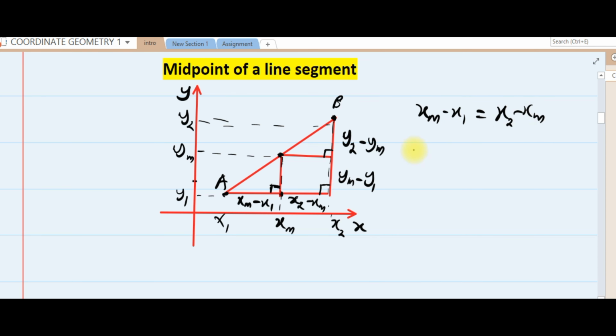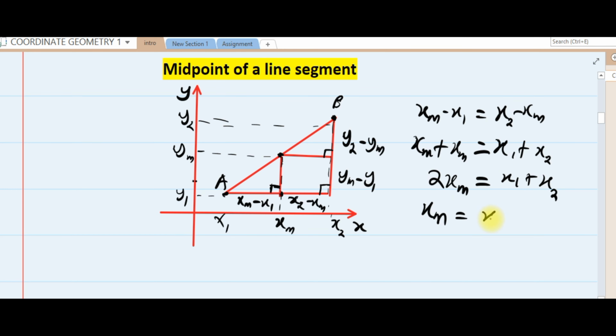That's the condition for the point to be in the middle of any line segment. The distance here must be equal to the distance here. So let's find xm, making xm the subject of the formula. Here we have xm plus xm, and here is x1 plus x2. So xm plus xm is 2xm, and here is x1 plus x2. Therefore xm is x1 plus x2 over 2.